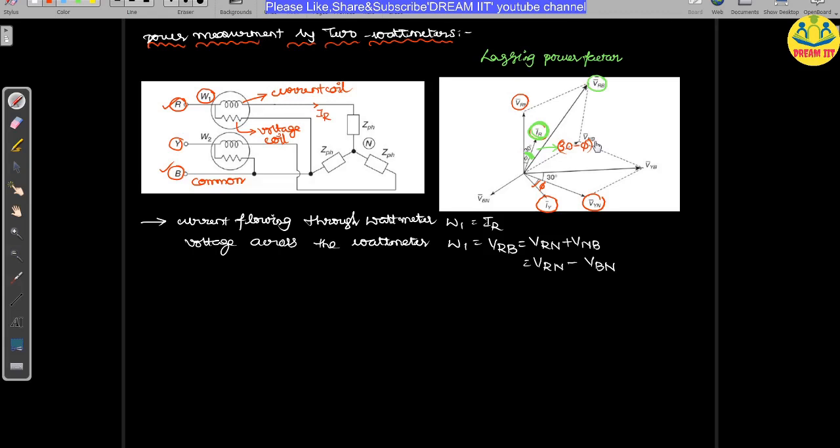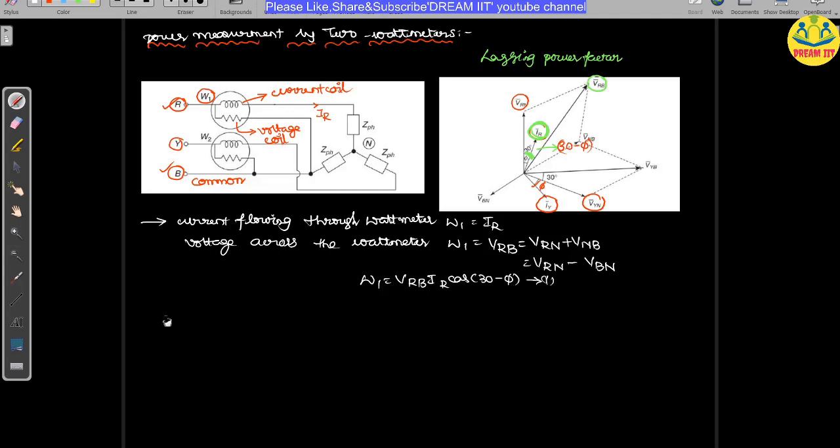So what is that angle? That is the angle between VRB and IR, that is between line voltage and line current. Now you can write the wattmeter reading W1 is equal to line voltage into line current into cos of the difference between them. That is the first equation.